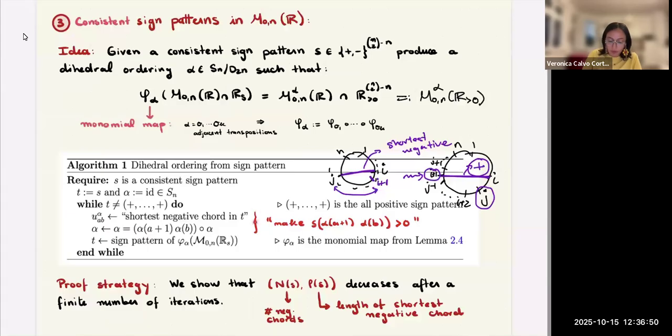And then we basically just iterate this algorithm. And what we prove, to be more formal, is that this algorithm actually terminates if you start with a consistent sign pattern. So you're always going to end up in the all plus sign pattern. The concrete way that we do that is that we show that this invariant for the sign pattern, the pair of the number of negative chords and the length of the shortest negative chord, always decreases after a finite number of iterations.